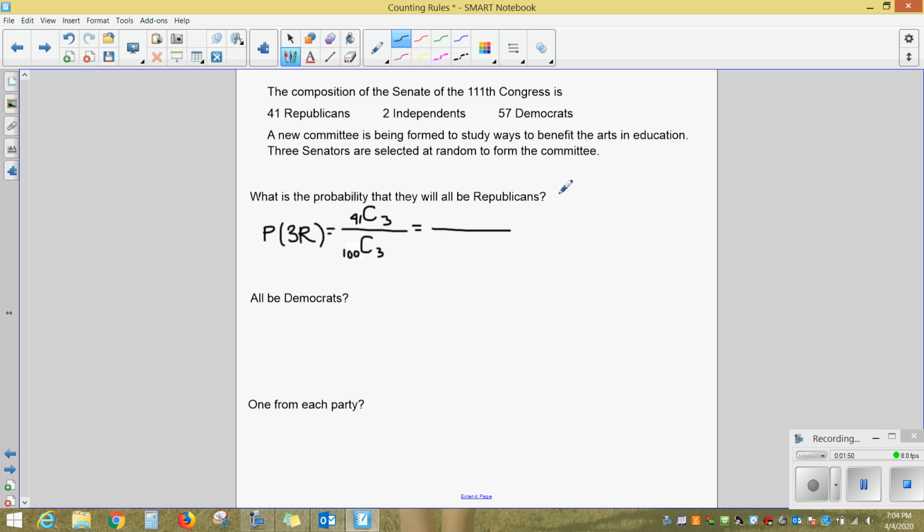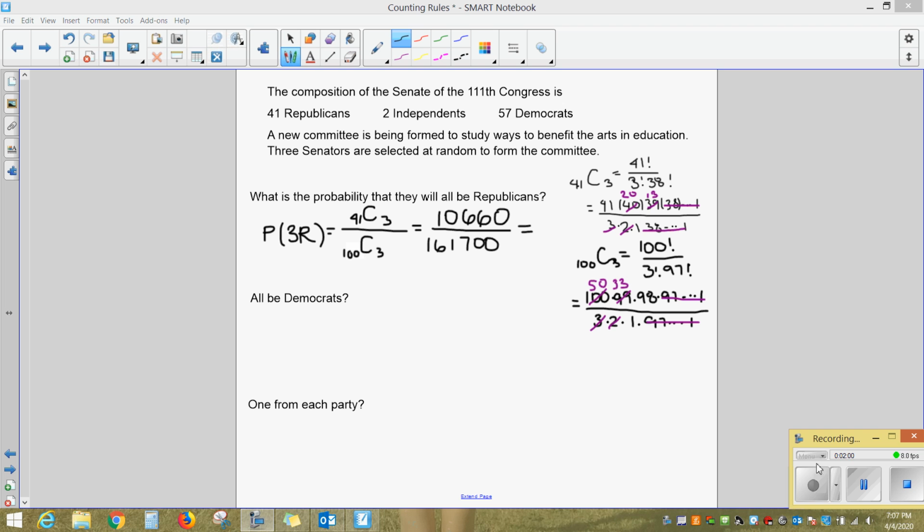So 41 choose 3. I'm going to let you play with that for a minute at your desk. Pause the video, and when you turn it back on, the work will be here. Okay, numbers are a little bit bigger here, but still very doable if you break them down.